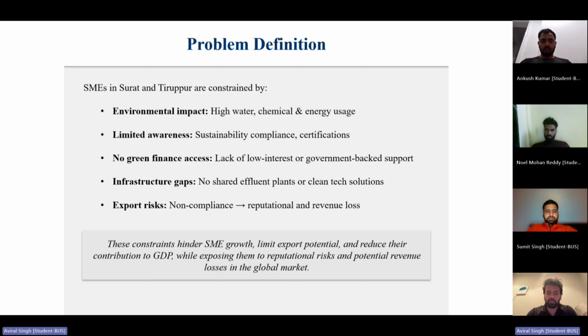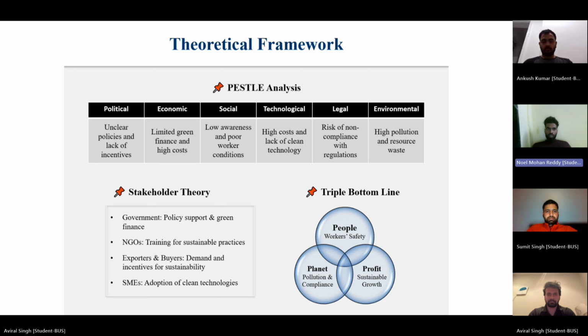I'll now hand over to Noel, who will walk you through the theoretical framework we used and the key findings from our environmental assessment. Thank you, Abhinav. My name is Noel Reddy, and my student ID is 220866173. I'll be covering the theoretical framework, triple bottom line, stakeholder analysis, data sources, and environmental challenges in our research.